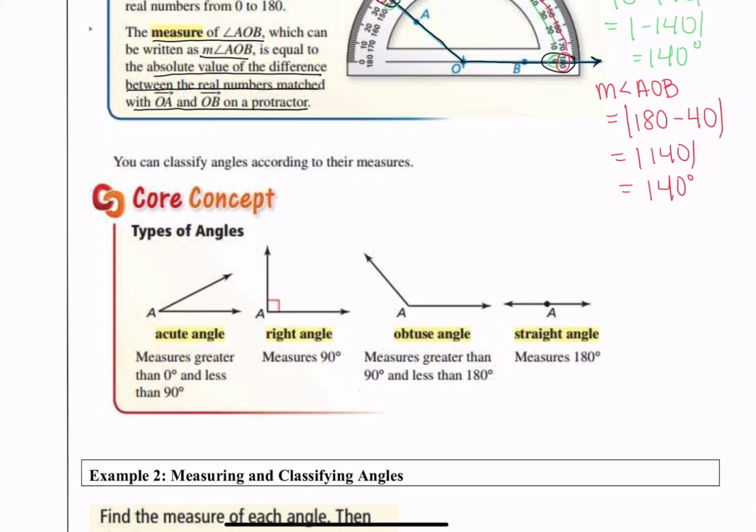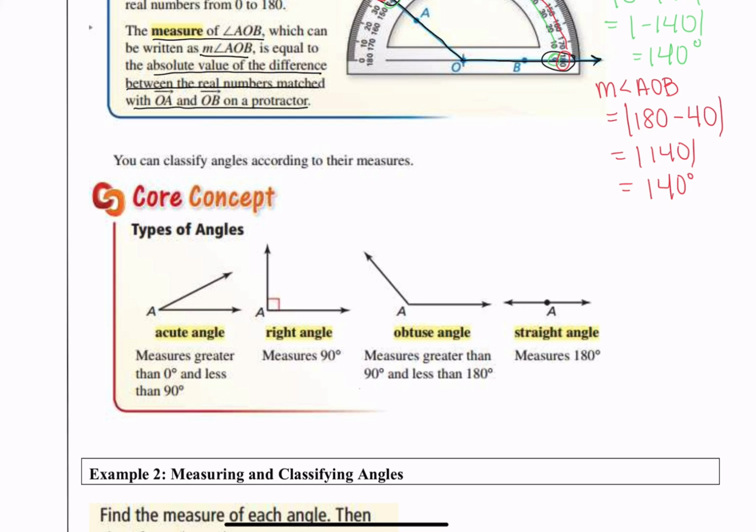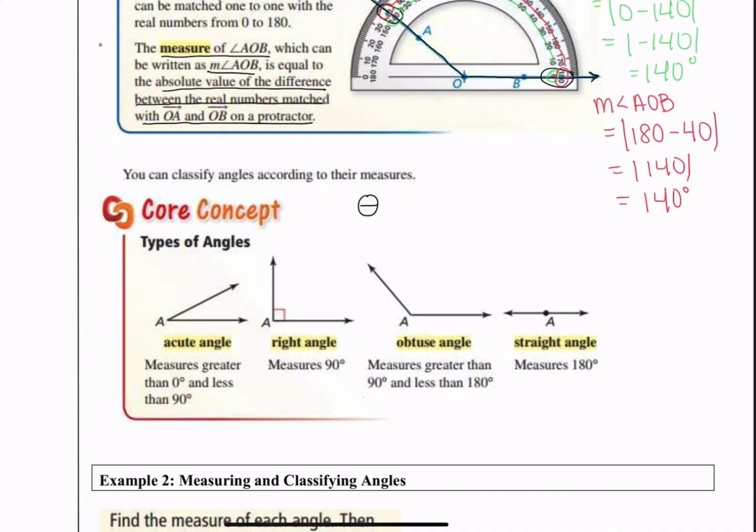Now let's classify angles according to their measures. And I don't think any of this is new to you. I am going to introduce a little bit of new language for you. And the first is this. This is theta. Theta is a Greek letter, and we usually let theta represent the angle measure, or the measure of an angle. So it's a nice variable that we can use to represent the measure of an angle.